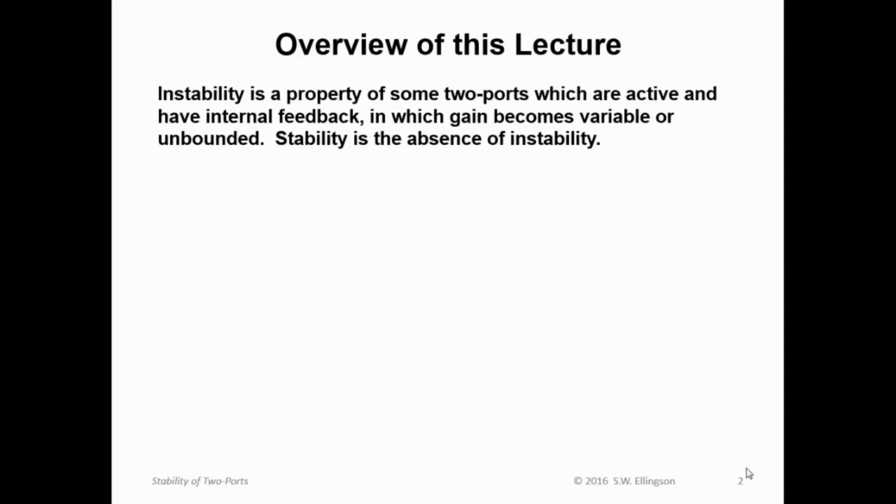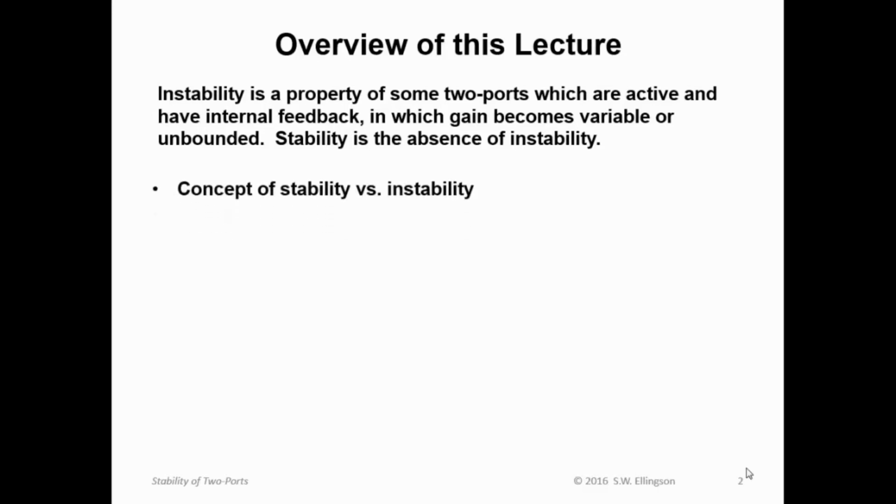Instability is a property of some two ports which are active, such as amplifiers, and have internal feedback, in which gain becomes variable or unbounded. Stability is the absence of instability.